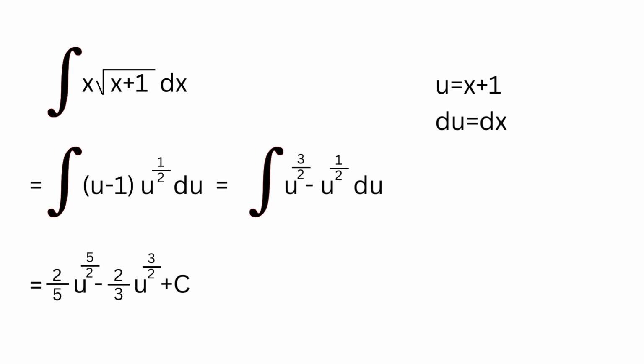So we get the final answer, equal to 2 over 5 times (x plus 1) to the power 5 over 2 minus 2 over 3 times (x plus 1) to the power 3 over 2.